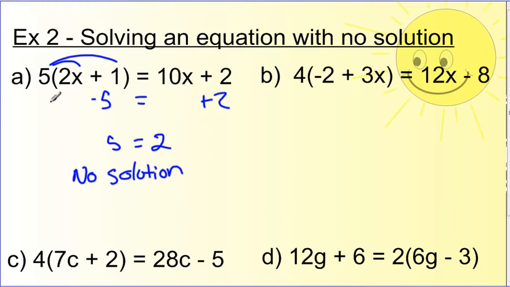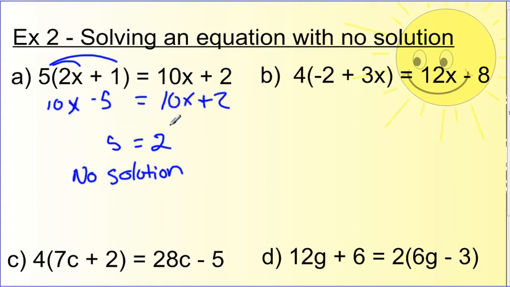So this was 10x minus 5 and 10x plus 2. Now, think about this. Can you think of a number where you multiply it by 10 and then subtract 5, and take that same number times 10 and add 2, where those two answers are the same? Think about it. What number can you have if you minus 5 to it and plus 2 to it, you get the same number?